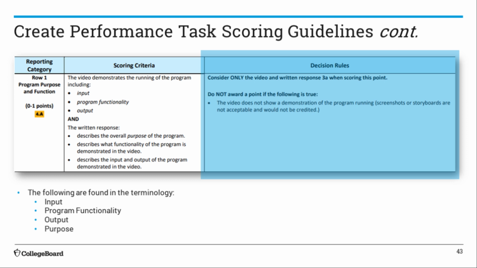You'll also see decision rules in here. The decision rules are really meant for the readers. They help the readers understand what they can and cannot give. It gives some leniency to some of the rubric rows in some places. It also helps to further define what we will not award points for.